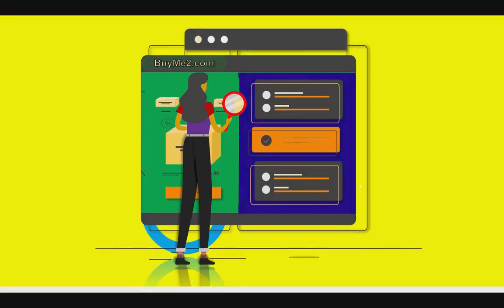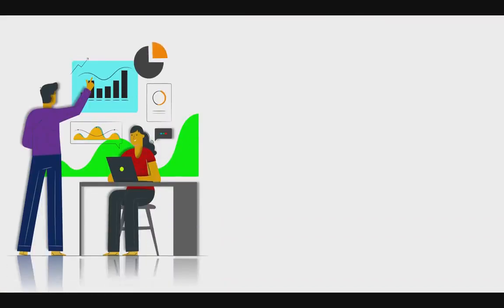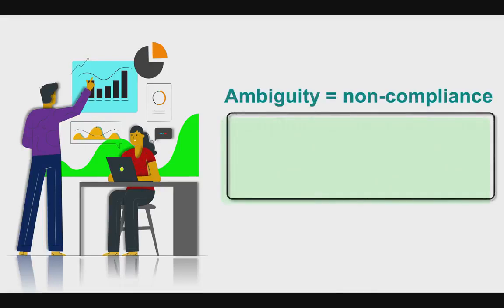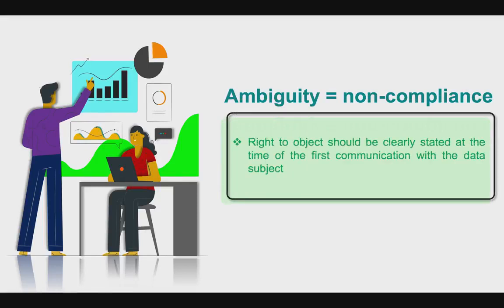Latest, at the time of the first communication with the data subject, the right to object to personal data processing shall be explicitly brought to the attention of the data subject and shall be presented clearly and separately from any other information. So in our ongoing example of buyme2 shoe shopping visit, in the privacy policy, buyme2.com has to explicitly mention it to the data subject that you, as a data subject, have the right to object to such processing. This point has to be clearly stated there.